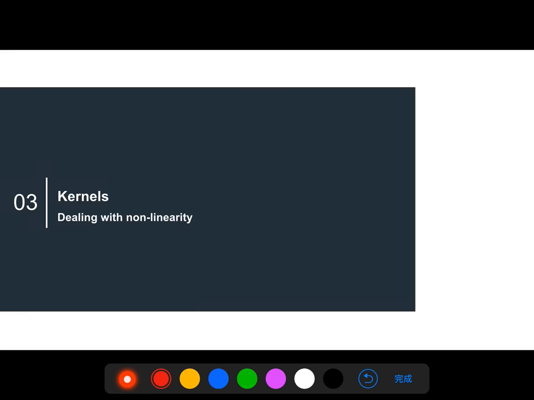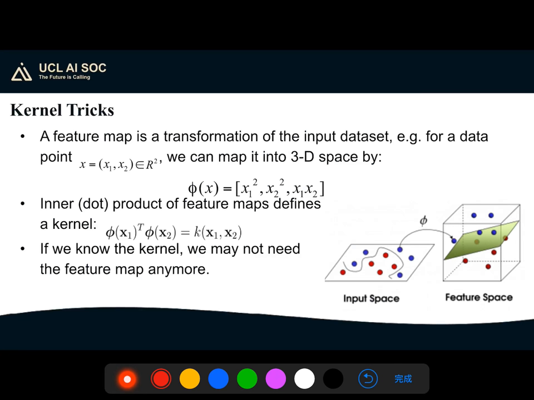Okay, so let's move to one of the most important parts of this lecture, that is the kernel trick. That is very useful in many nonlinear problems to deal with such kinds of problems. So we will see how it works and why we use it, okay? So before we introduce the kernel, we should know what a feature map is. Actually, a feature map is a transformation of the input data set.